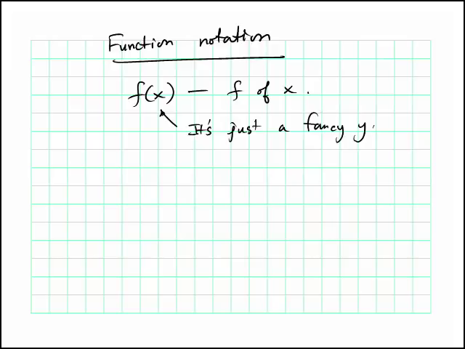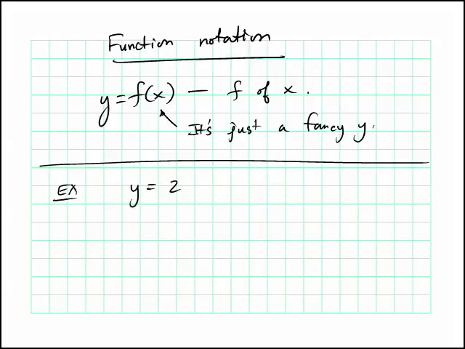Now, in many books, you'll see it written like this, y equals that. Okay, it's just a symbol that you get to use instead of y. For example, we know that y equals 2x minus 1 is a function. It's a line. It passes a vertical line test. It's a function. Therefore, I could use function notation and write it that way. Instead of a y, we replace the y with an f of x.